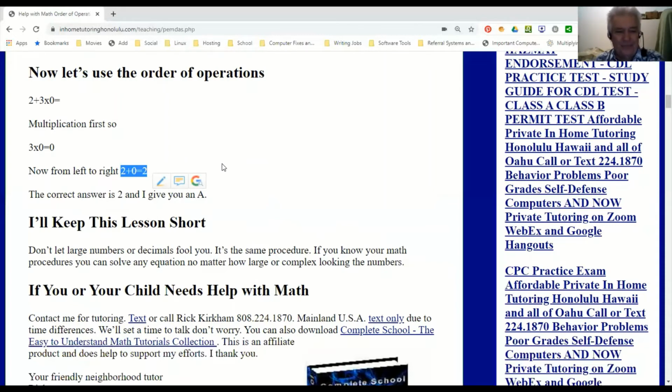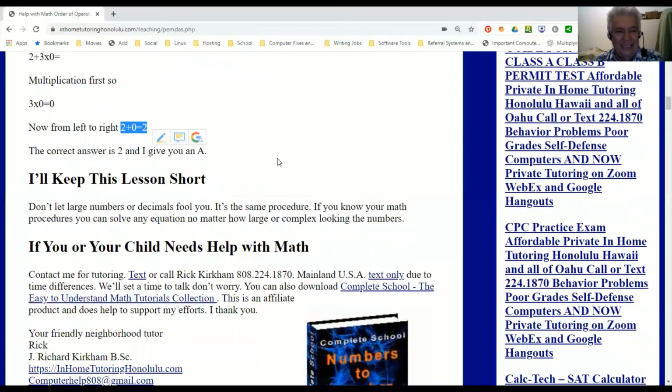But let's keep this kind of short. One of the things I want you to be aware of here is, once again, no matter how big the numbers are, no matter how complex they may look, maybe they're decimals or fractions or whatever, the procedure is exactly the same. So don't let big numbers intimidate you. Just learn the procedure.